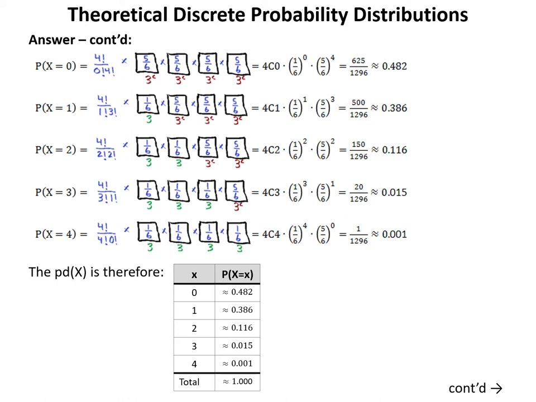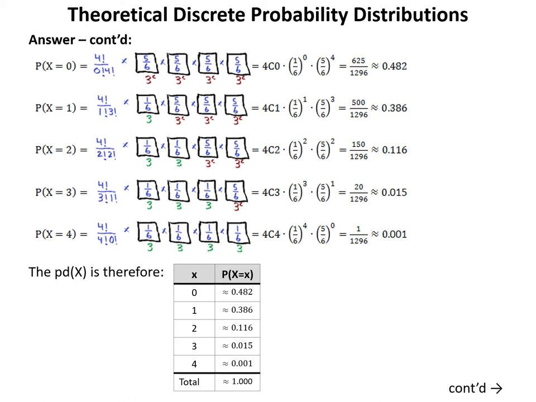Now you can see the pattern, that as we move down the list, it becomes 4 choose 0, then 4 choose 1, then 4 choose 2, which is basically equal to 4 choose the number of 3s that show up in that particular scenario, and then we times it by 1 6th to the power of however many 3s there are, and then we times it by 5 6th to the power of how many non-3s there are, and then you can see the answers there.